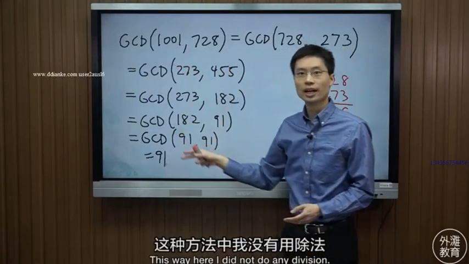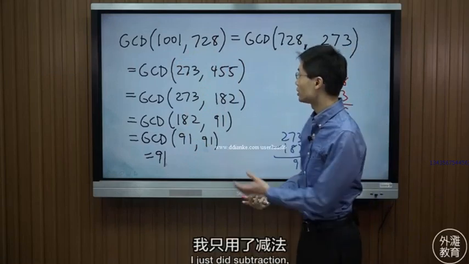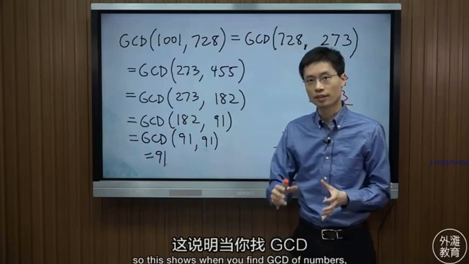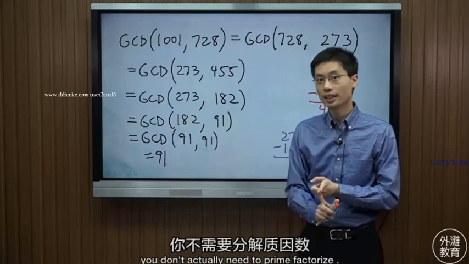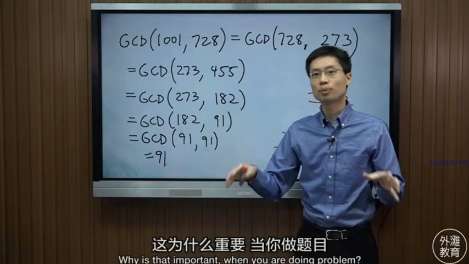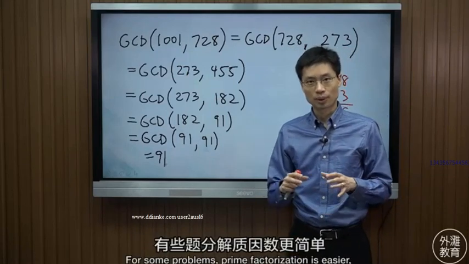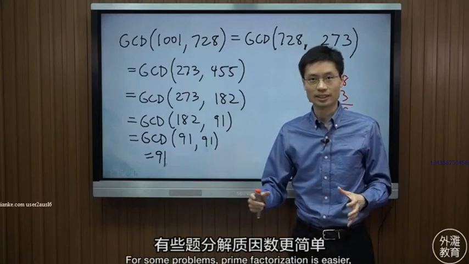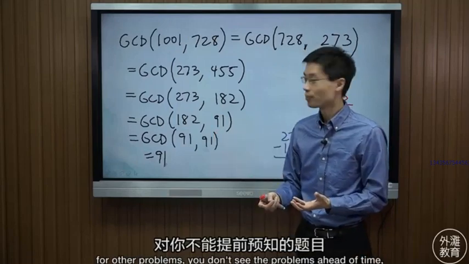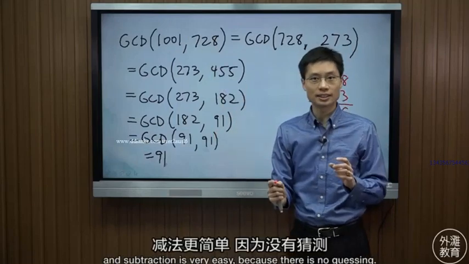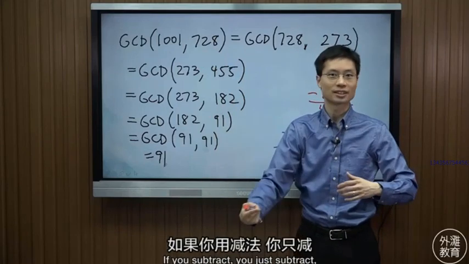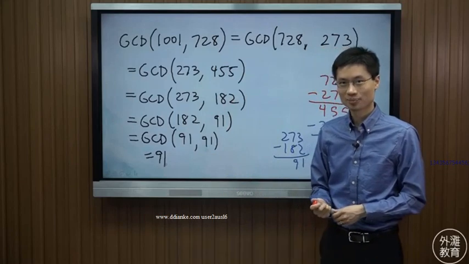This way here, I did not do any division. I just did subtraction. So this shows that when you find the GCD of numbers, you don't actually even need to prime factorize. Why is that important? When you're doing problems, for some problems, prime factorization is easier. For other problems, you don't see the primes ahead of time. And subtraction is very easy because there's no guessing. If you subtract, you just subtract, and you hope you don't make a mistake.